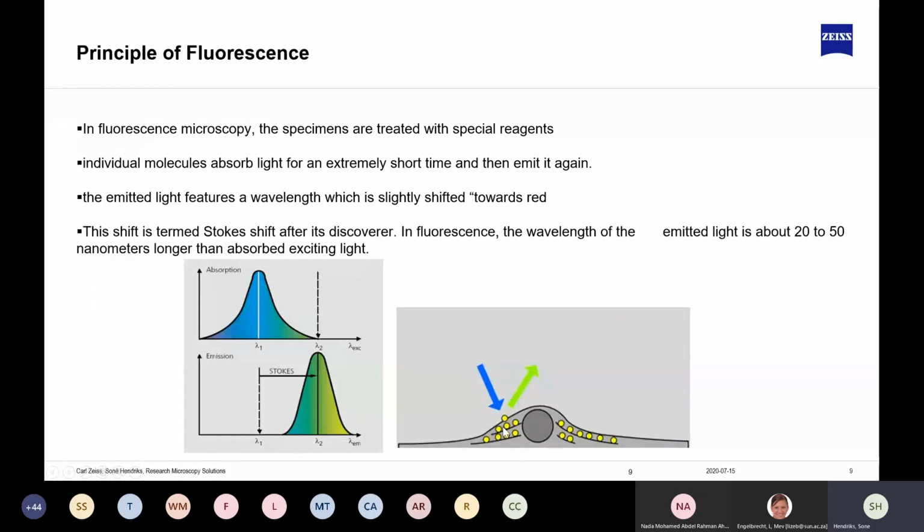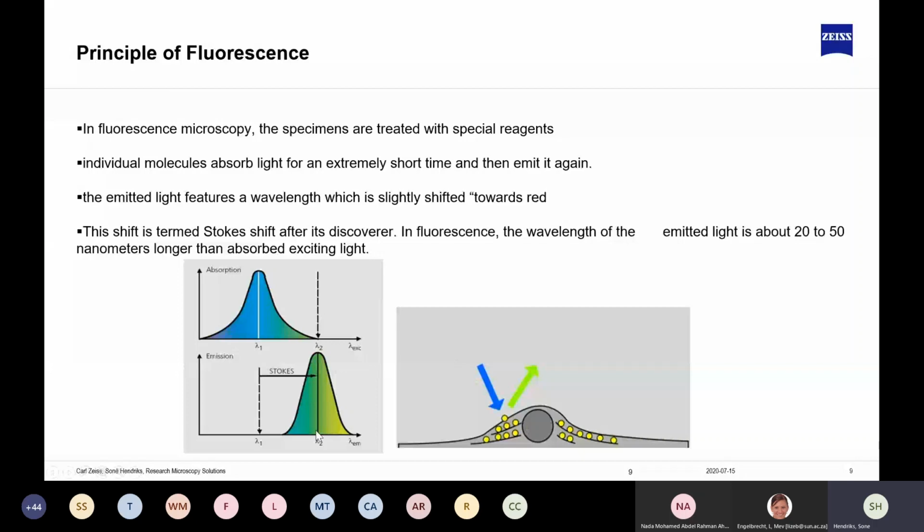Once the molecules absorb enough energy, they want to get rid of it again, and they start emitting light with a lower energy, longer wavelength. And the difference between these 2 wavelengths, as I've mentioned, is called the Stokes shift. So when you want to do fluorescence microscopy, you always have to check what the excitation wavelength of your specific dye of interest is and what the emission wavelength of your dye of interest is.